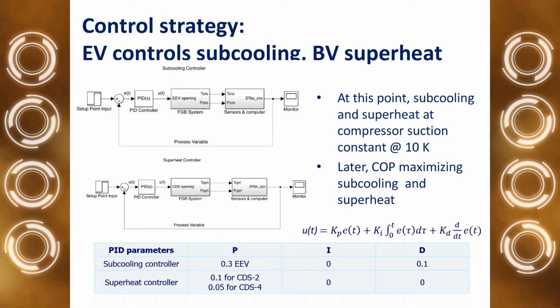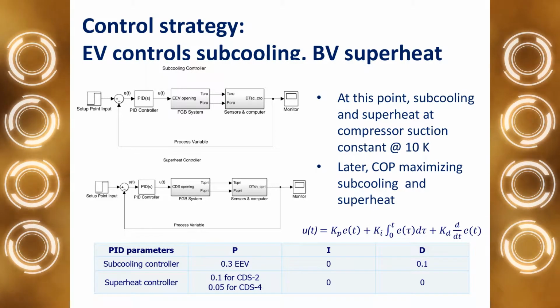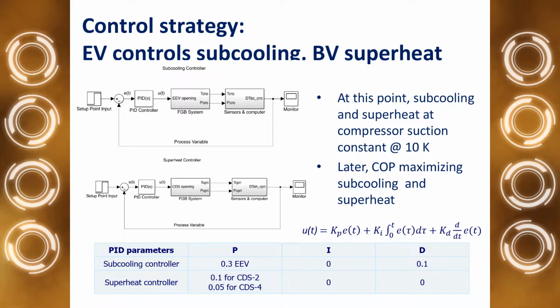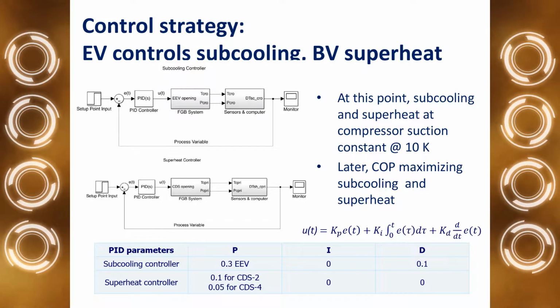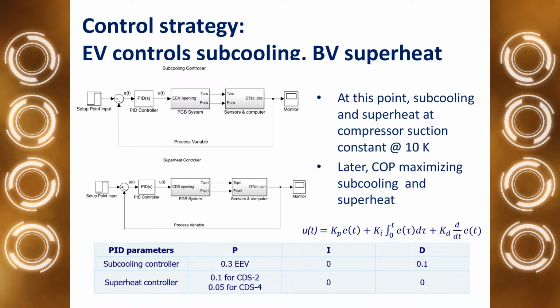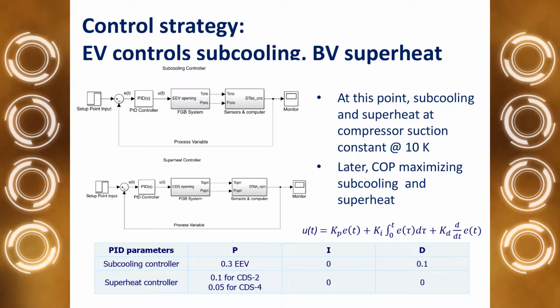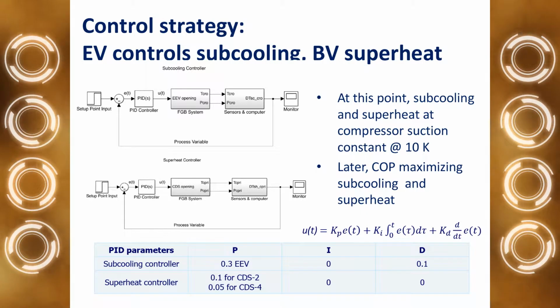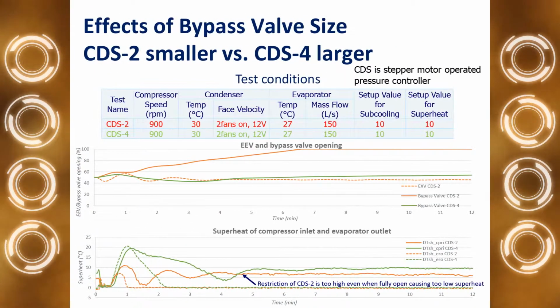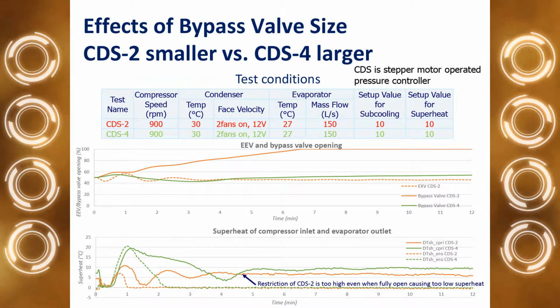And later we want to maximize COP controlling subcooling and superheat. The PID parameters for subcooling control were 0.3, 0 and 0.1, and for superheat control were 0.1 for CDS2 and 0.05 for CDS4. Actually we were trying to find the best bypass valve and later maybe change it with some orifice, because nobody wants to spend such money on those valves if we can use only an orifice, which can reduce the cost of our system.